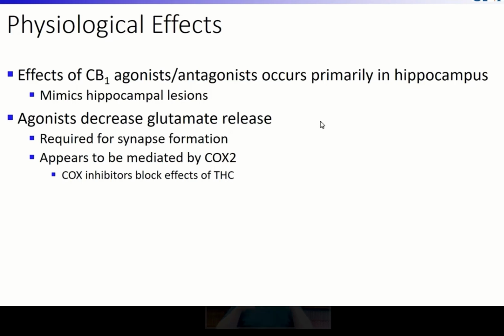Somehow, this blockage of synapse formation appears to be through COX-2. But we have plenty of cyclooxygenase or COX inhibitors, including aspirin. COX inhibitors block this anti-memory effect of CB1 agonists.